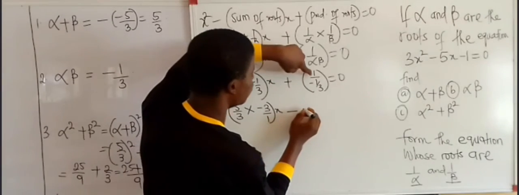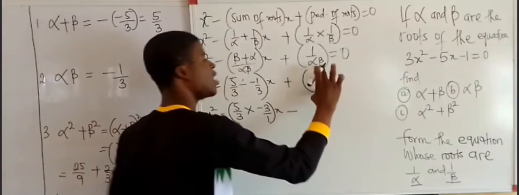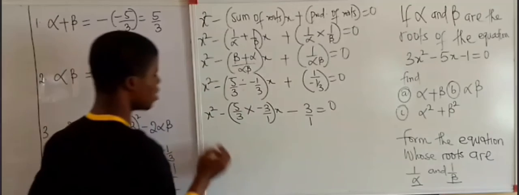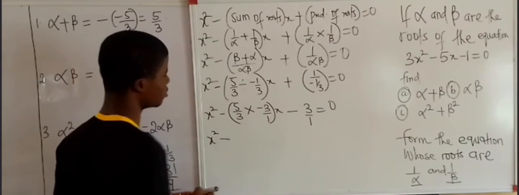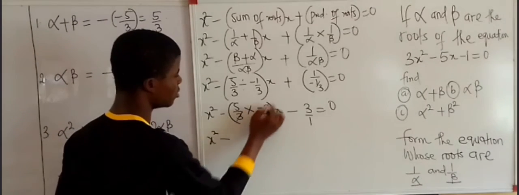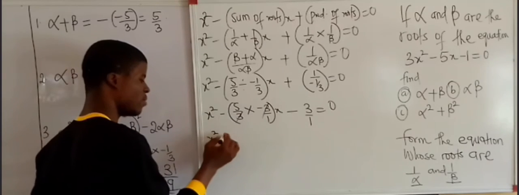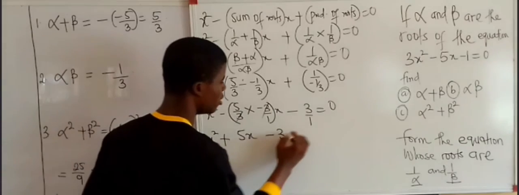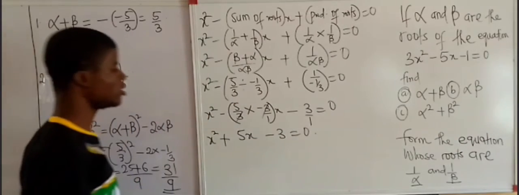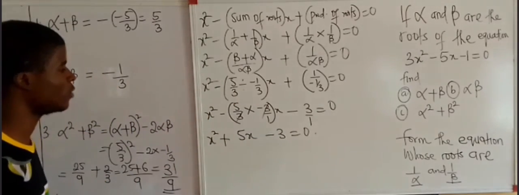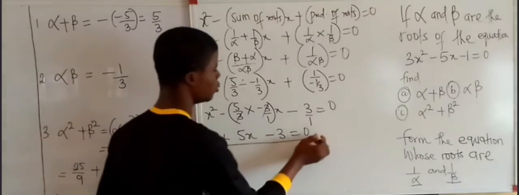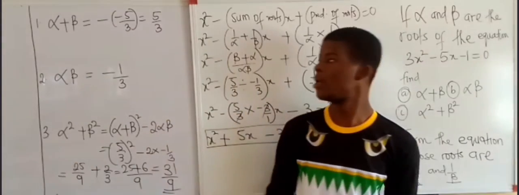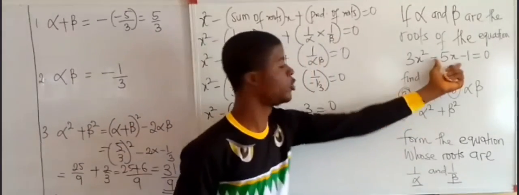I have 1 over minus 1 over 3, and everything here simplifies to minus 3 over 1 equal to 0. So I have x squared, minus this 3 will cancel this 3, minus times minus will give me plus, then 5x minus 3 is equal to 0. So this is the equation that we are asked to calculate. It's simple. This is the equation whose roots are 1 over alpha and 1 over beta based on this equation.